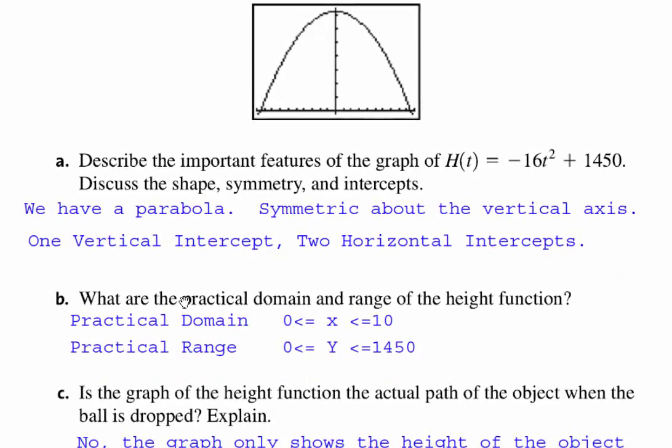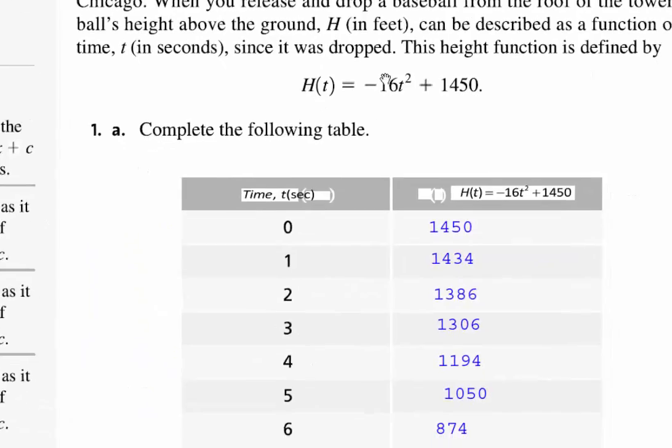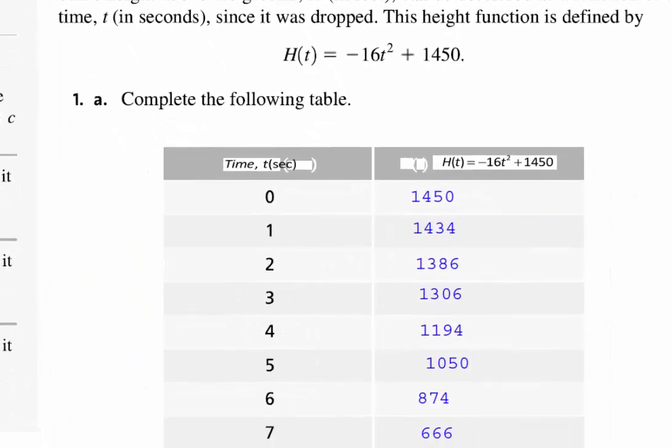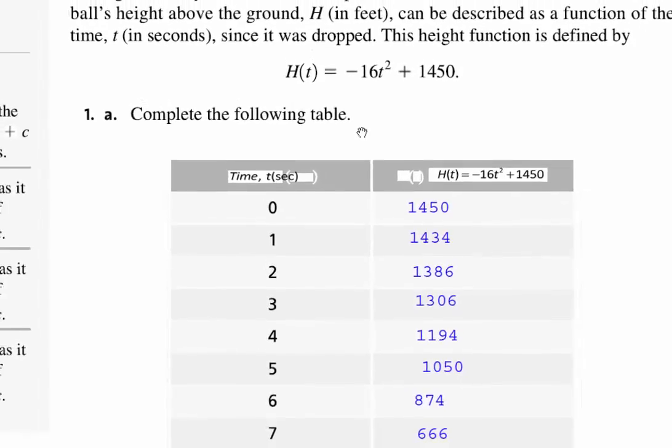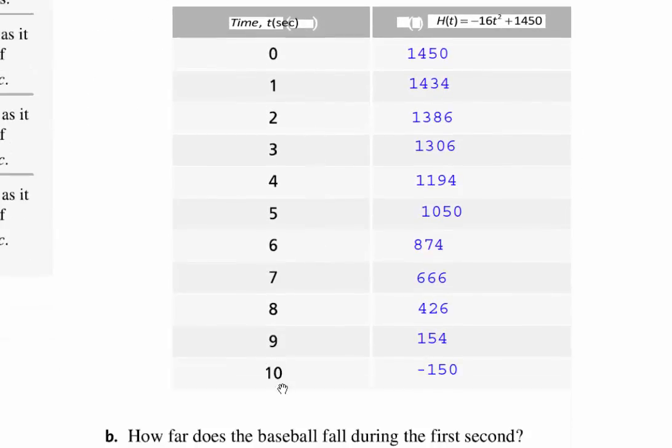The next we're asked, what is the practical domain and range of the height function? Okay, so the actual domain could be all real numbers. X can be any value, or t in this case can be any value. But thinking about the context of this problem, I'm on the roof of the Sears Tower and I drop a ball, right? So the ball is not in the air forever. It looks like the ball's in the air for a total of 9 or 10 seconds, right?